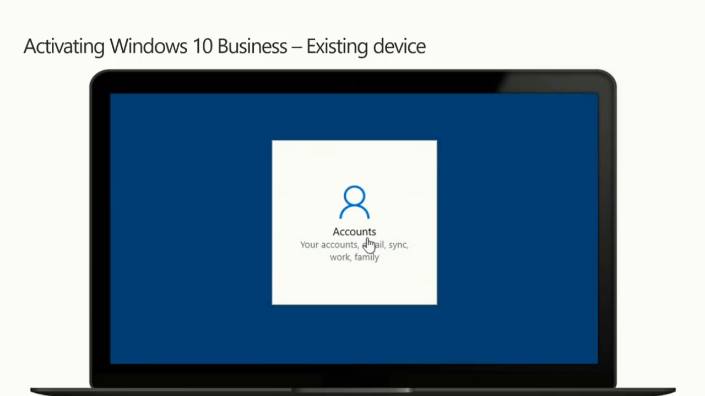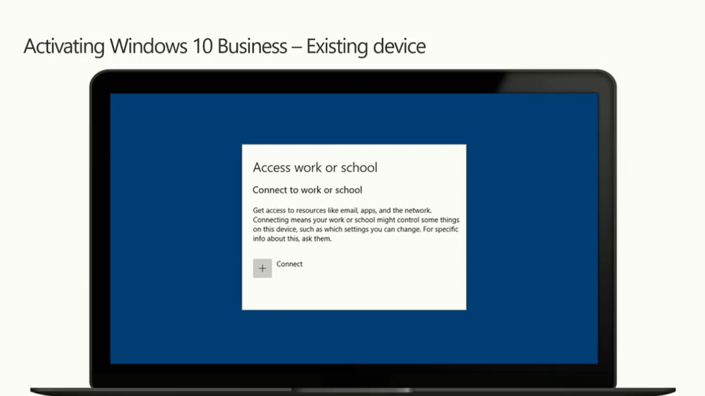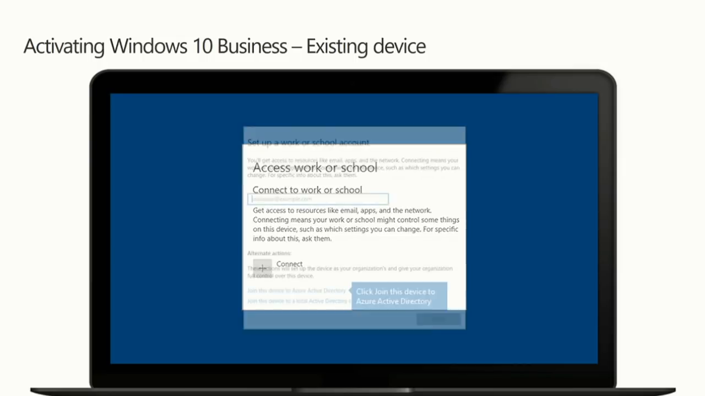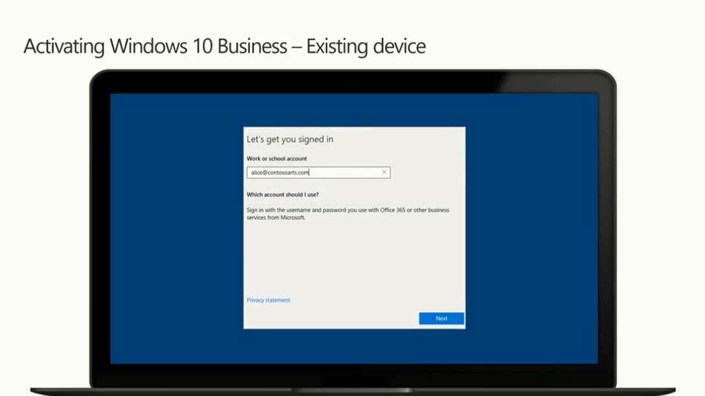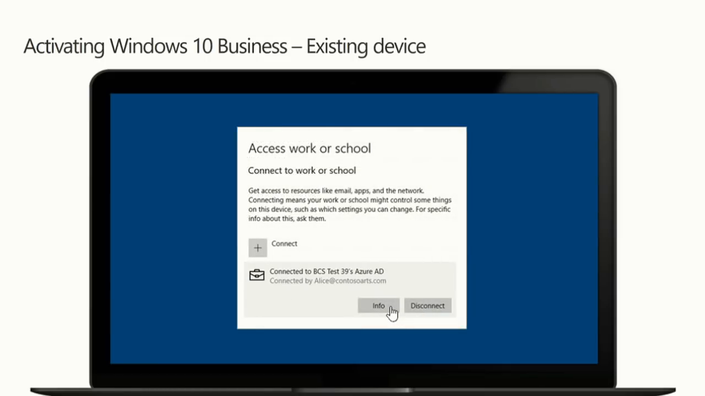again, go into Accounts, and then in Accounts, you see the Access Work or School option. Here you'll notice that the device has not been joined to AAD yet, which is where you see Connect as an option, but nothing underneath that. Click on Connect. Connect opens a larger dialog box. There are a couple of different options presented here. Choose the one under the alternate actions. It says join your device to Azure Active Directory. At this point, you just put in your organization username and password, and then you're done.